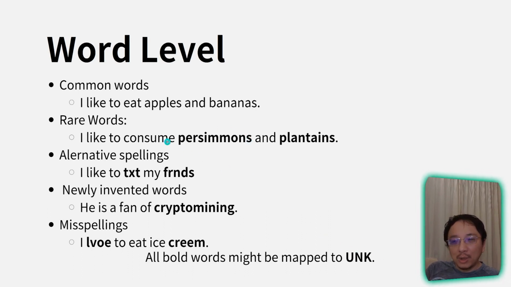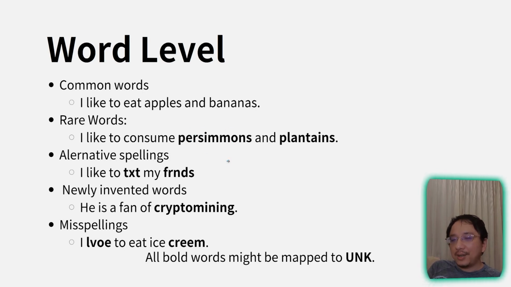And all the model knows is that this is an unknown word. The model knows nothing about this word. Another issue is that people tend to be very creative when spelling a word, and other people can understand this creative spelling. For example, I like to text my friends. Although technically this word is not spelled correctly, people use this kind of spelling.